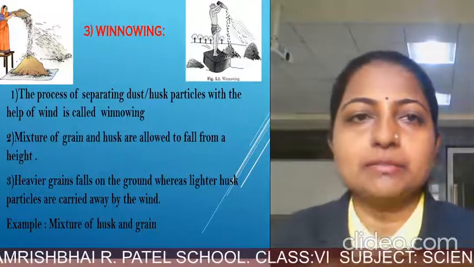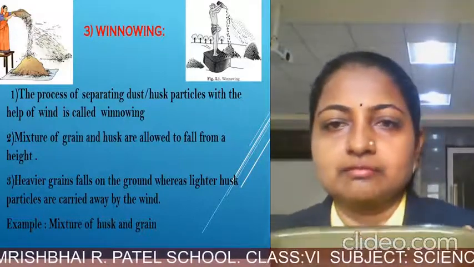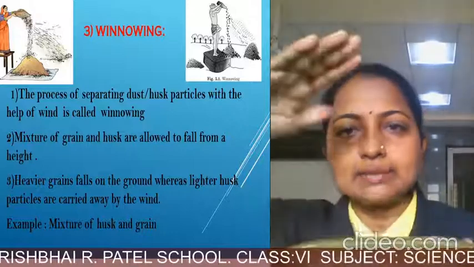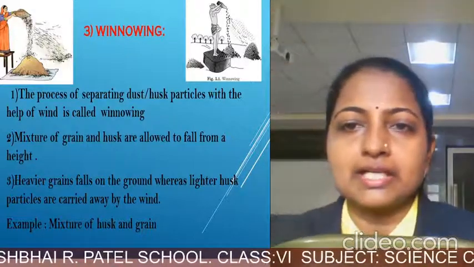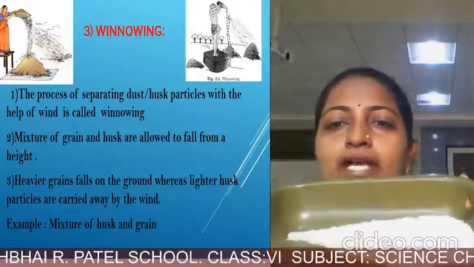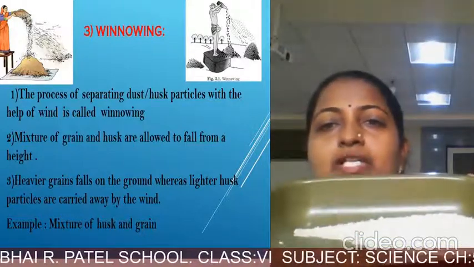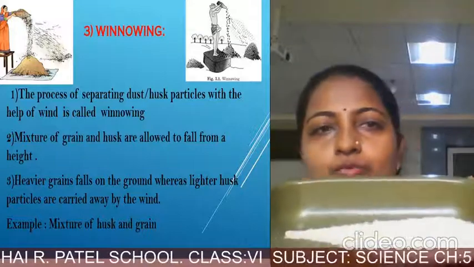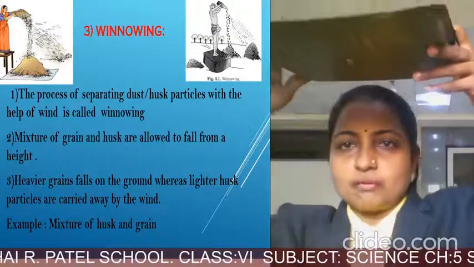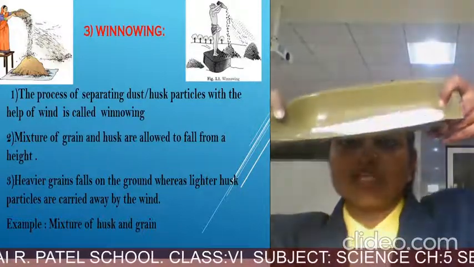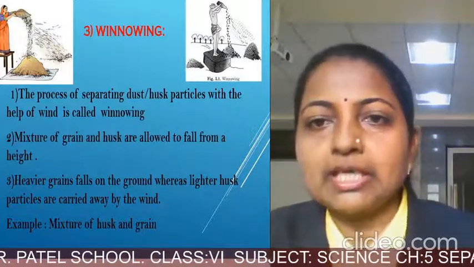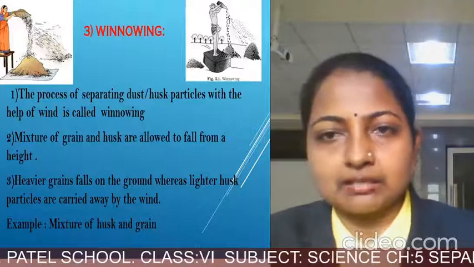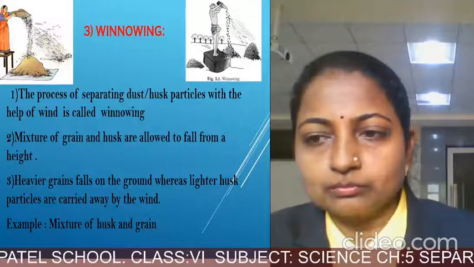As you can see in the picture, that person has to stand on a highly raised platform, and with the help of wind the husk particles are blowing away and the heavier particles of grains are falling down on the ground. So it is allowed to fall from a height. The grains are allowed to fall from a height, and after that the husk particles are separated with the help of wind and the heavier particles are down on the floor.